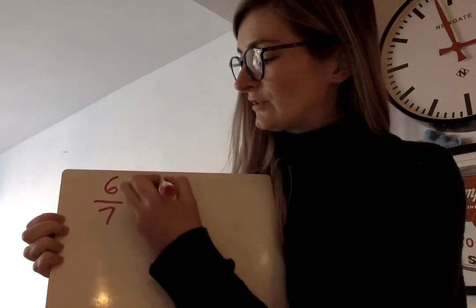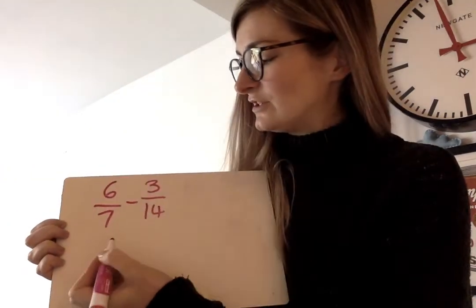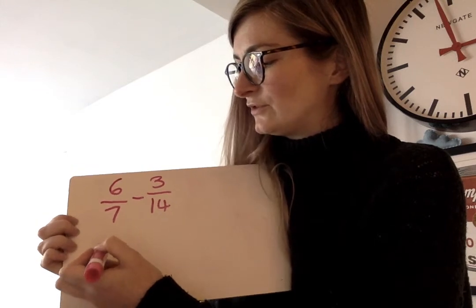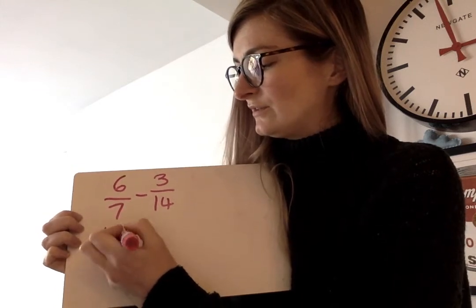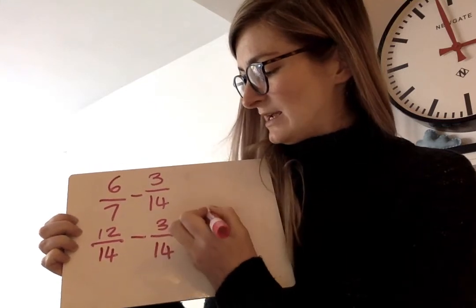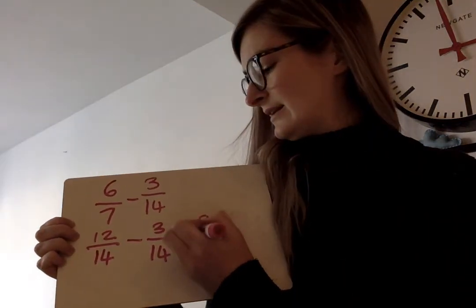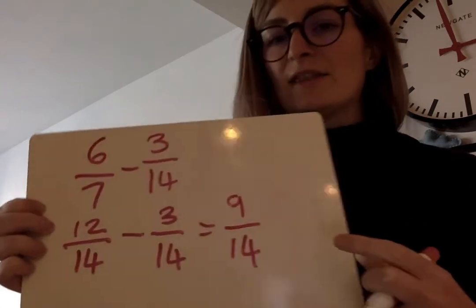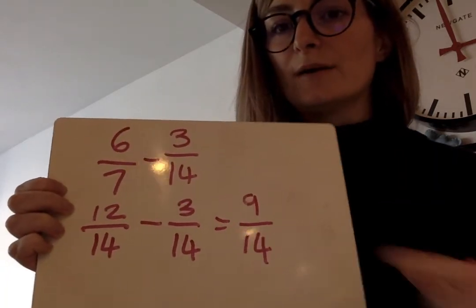6/7 subtract 3/14. The lowest common denominator is 14. So 7 into 14 is times 2. So 6 times 2 is 12. 12 subtract 3 is 9. I nearly wrote 8 then. Can you simplify that? Why or why not?